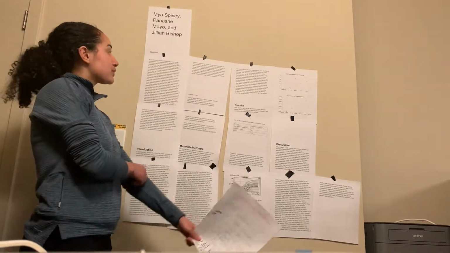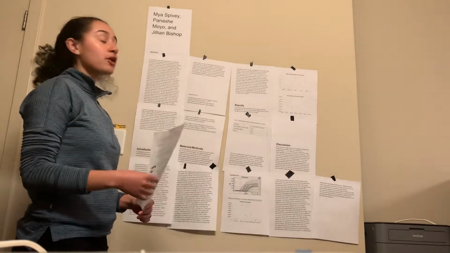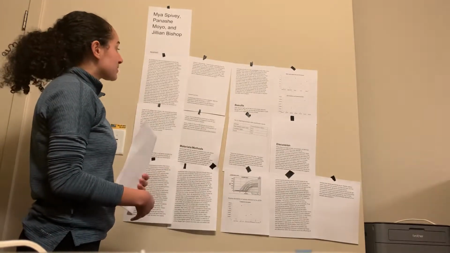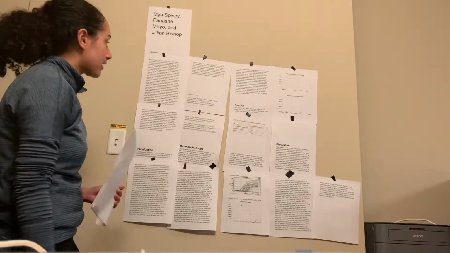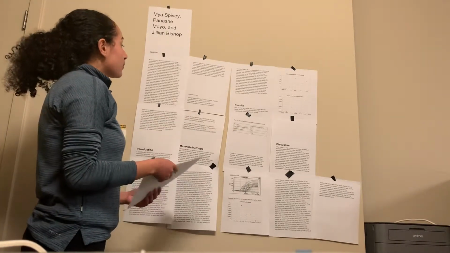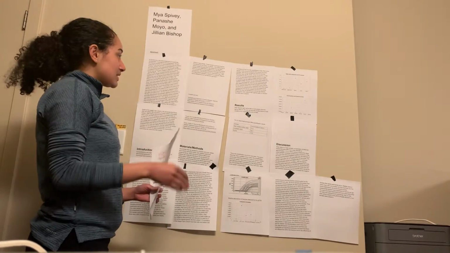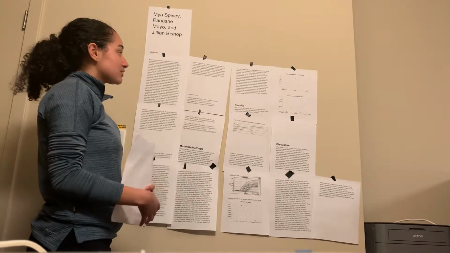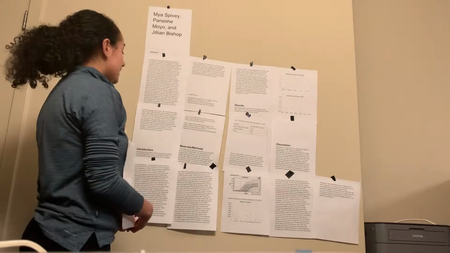Our hypothesis was that the gut microbiome results from a rabbit would be different from the gut microbiome results from a ferret due to differences in families and diet. The question for our experiment was, will the DNA results between a rabbit and a ferret be different due to differences in families and diet?